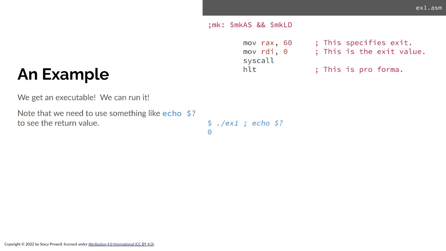So let's try it. We run our program just like that, and if we put a semicolon, echo dollar question mark, we can see the return value from our program, and that's going to be this right here. So RDI is going to hold the return value. You can edit this and put another value in here, and then you can assemble it and link it and try it again, and you'll see a different value come out here. You should do that. It's a fun little exercise to be sure everything's working for you.